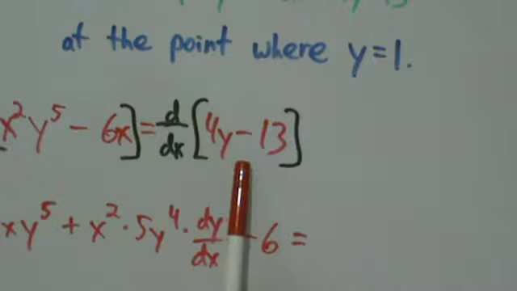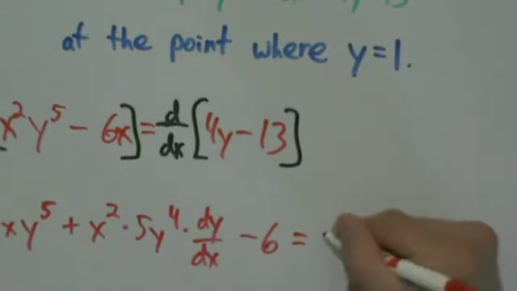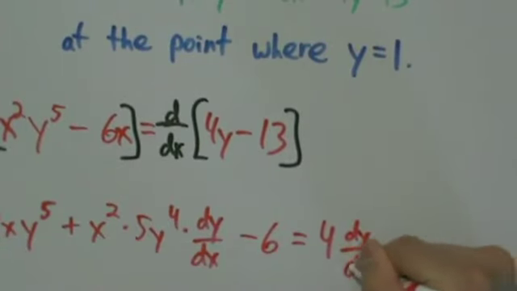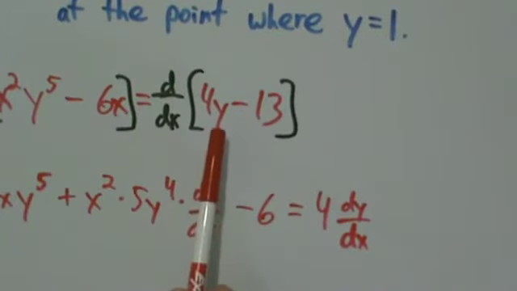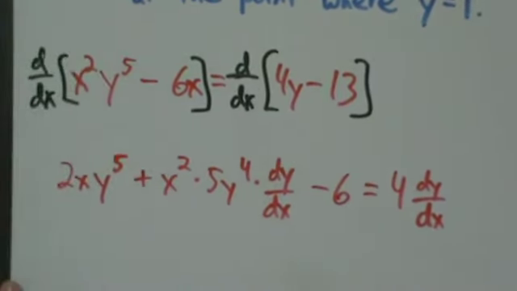d dx of 4y minus 13. Well, 4y, the derivative of that is going to be 4 dy dx. It might be pretty easy to forget the dy dx because it's just 4y, but watch out for that. Make sure to have that there. And then minus 13 is just a constant, so its derivative is 0. So let's not even bother with that. Okay, so here's what we have.